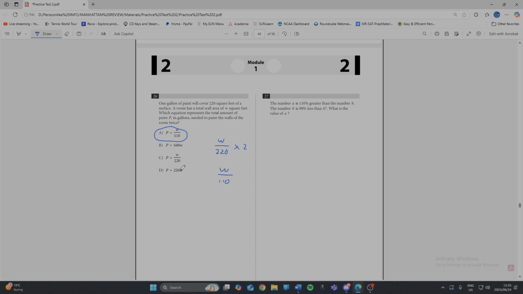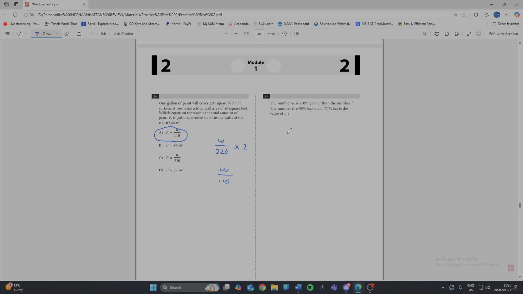It wouldn't be B or C, because if it was 1 square foot, say, then we wouldn't use 220 gallons. It would be much less than 1 gallon actually. So just make sure this makes sense for you.